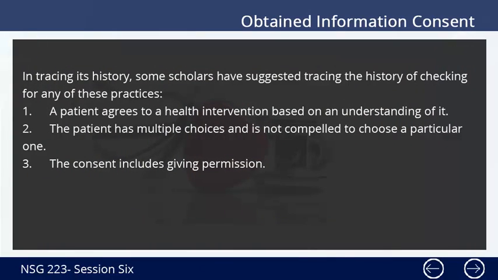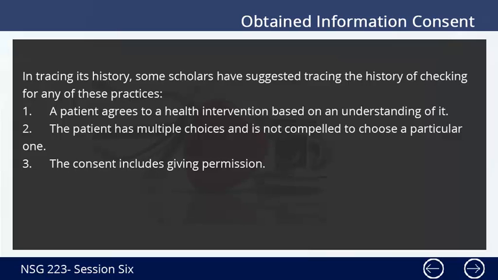In tracing its history, some scholars have suggested checking for any of these practices. 1. A patient agrees to a health intervention based on an understanding of it. For example, a person may verbally agree to something from fear, perceived social pressure, or psychological difficulty in asserting his true feelings. The person requesting the action may honestly be unaware of this and believe the consent is genuine and rely upon it. Consent is expressed but not internally given.